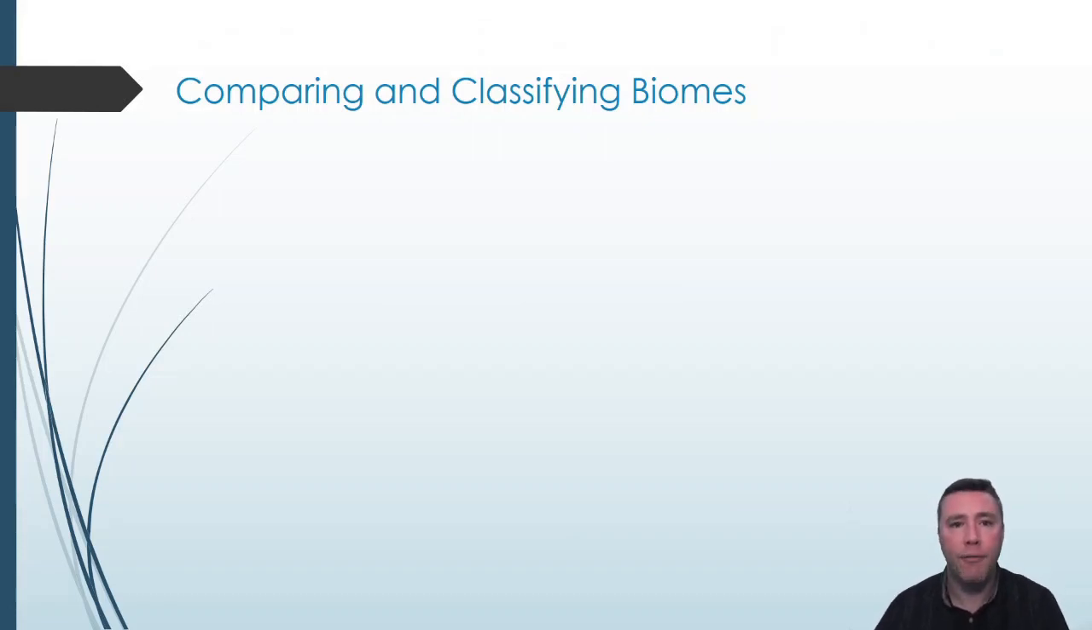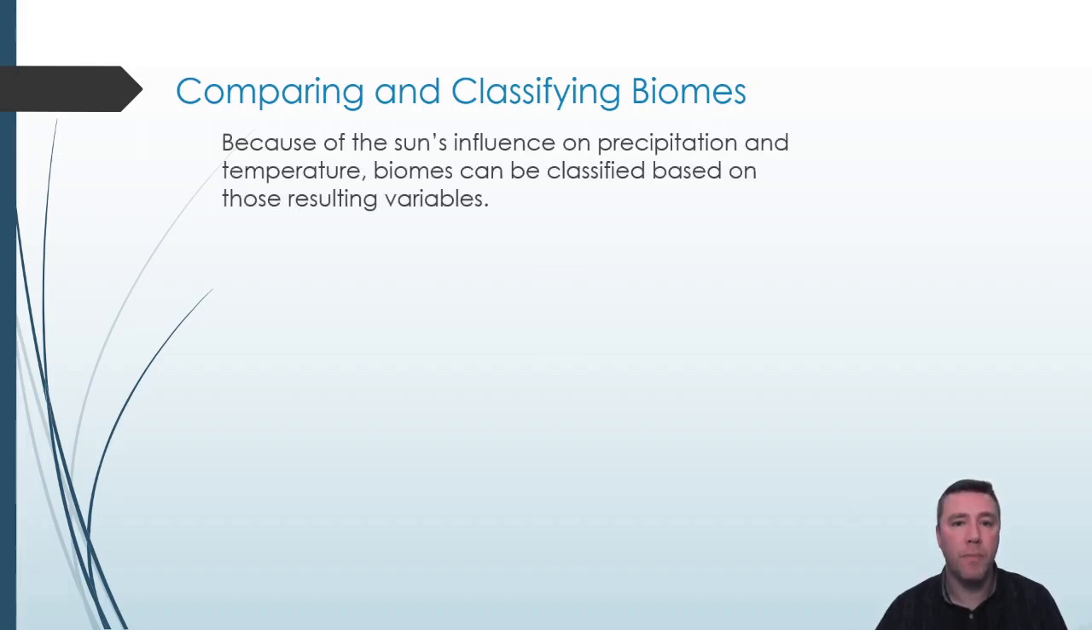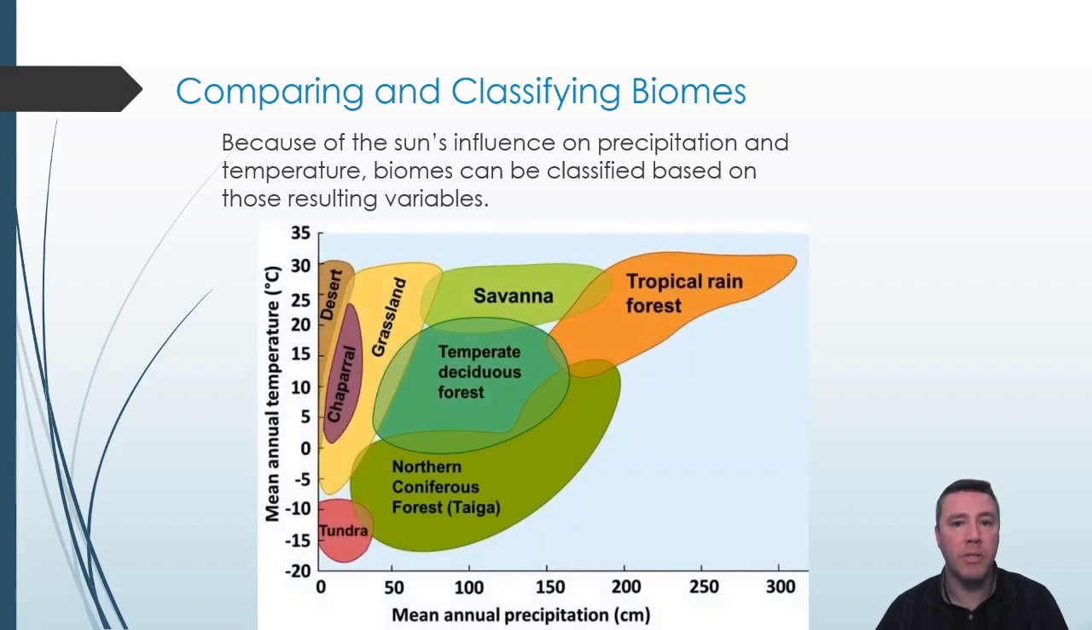Now that we have a good understanding of how the sun influences temperature and precipitation, which in turn influences plants and animals, we can now quantify and classify biomes. This illustration here allows us to make comparisons between different kinds of biomes. On the y-axis, we can see the annual average temperature, and the x-axis has the annual average precipitation.